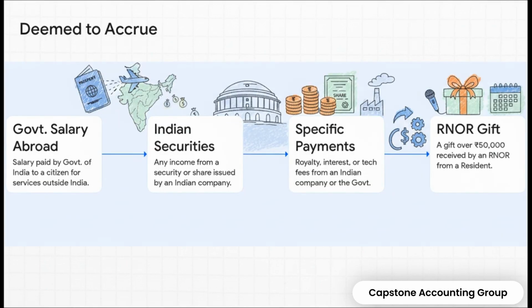So this legal assumption kicks in a few very specific cases. There's the government salary we just talked about, but it also applies to things like dividends from an Indian company's shares or interest paid by an Indian business. In all these situations, the law basically steps in and says, nope, doesn't matter where it was technically paid or earned, we are deeming this to be Indian income, end of story.